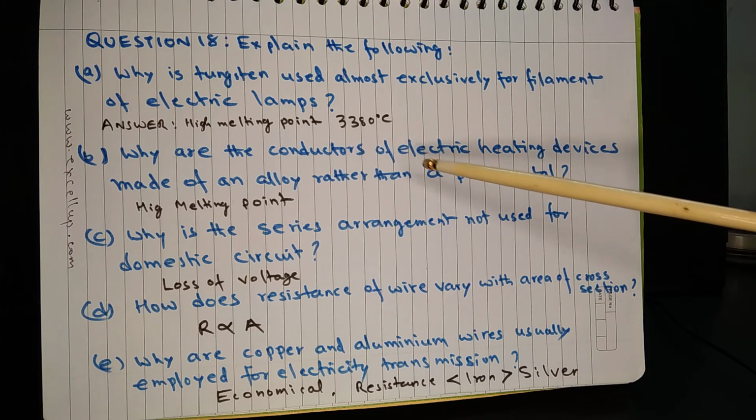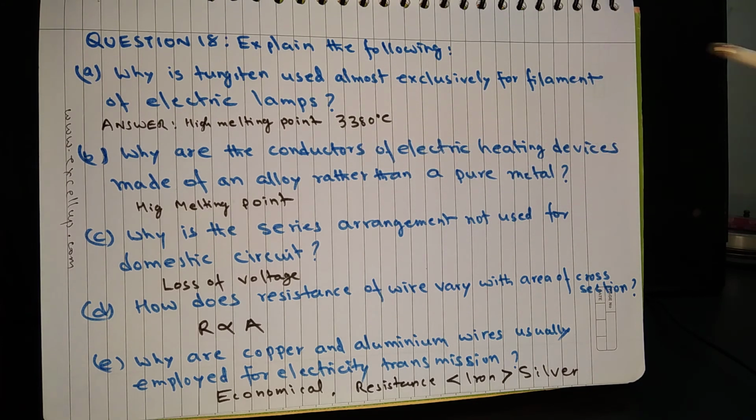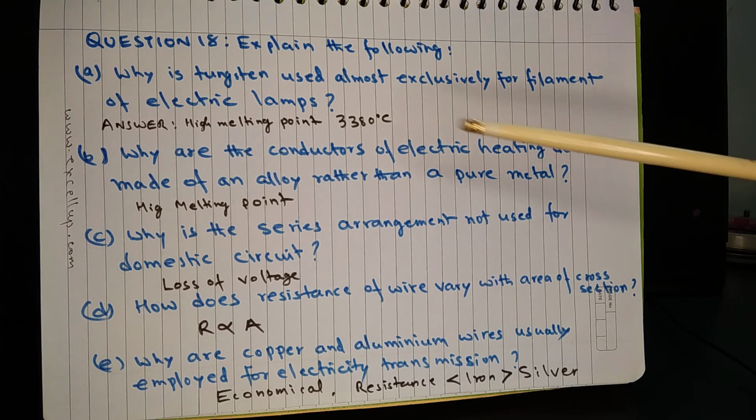Question B is, why are the conductors of electric heating devices made of an alloy rather than a pure metal? The answer is the same as in case of question A. Alloys have a higher melting point compared to the constituent metals. So alloys do not melt easily at high temperature and they can absorb more heat compared to the constituent metals, and that is why alloys are used for making conductors of electric heating devices.